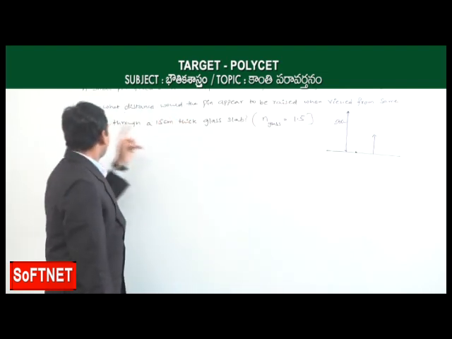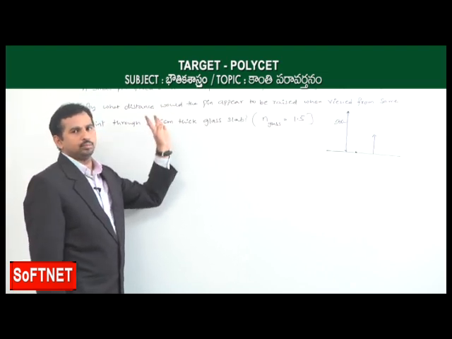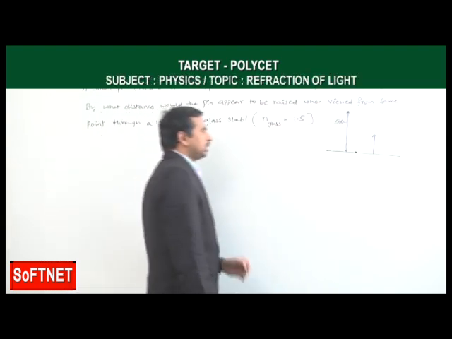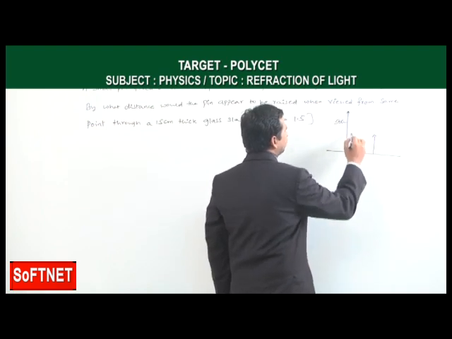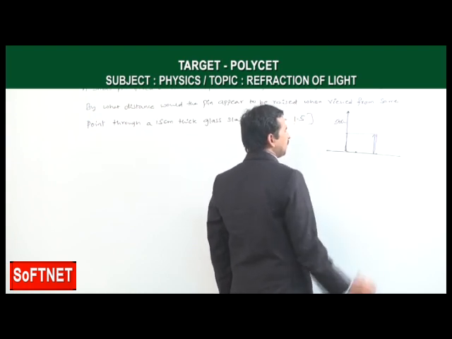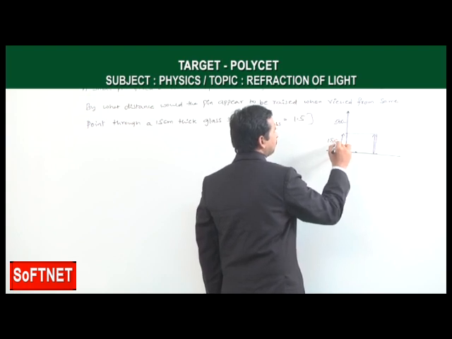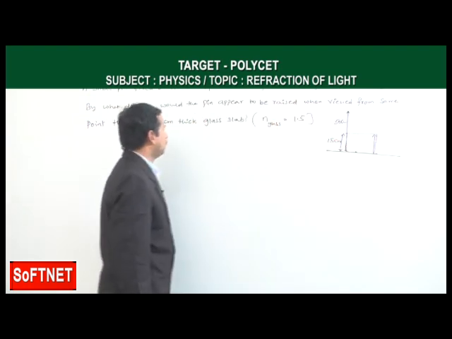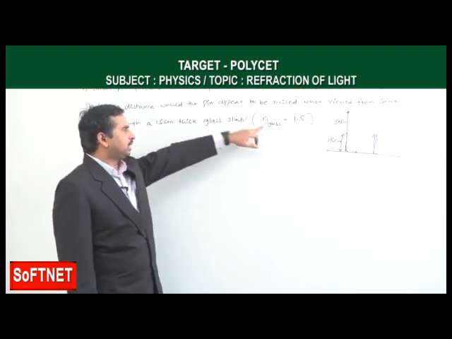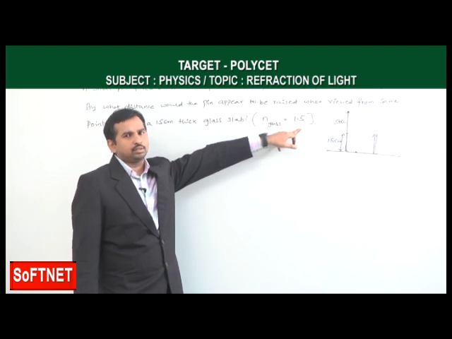When viewed from the same point through a 15 centimeters thick glass slab, the thickness of the glass slab is already given. Let us suppose this is the glass slab, whose thickness is 15 centimeters. And we are also given that the refractive index of the glass slab is about 1.5.